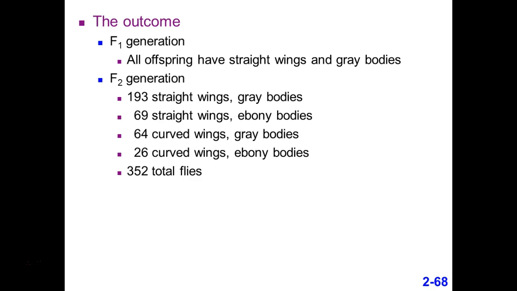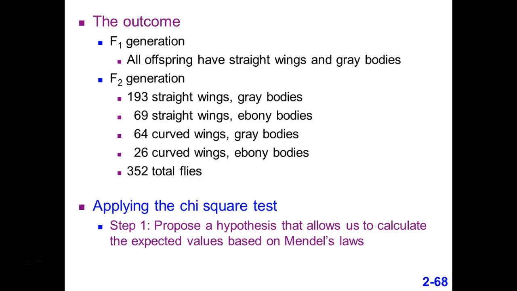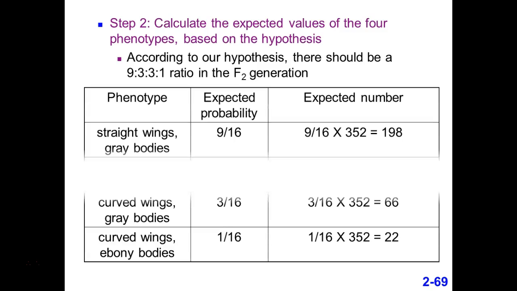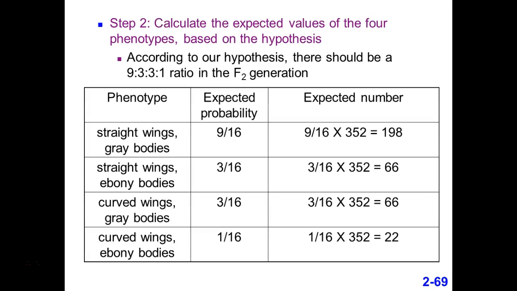So taking that data, as opposed to what we would predict, that 9:3:3:1, times that by, so this is what we expect, 9 out of the 16. For 352, oh my god, dyslexic moment, we expect to get 198 of them that are straight-winged and gray bodied, and then so on and so forth.